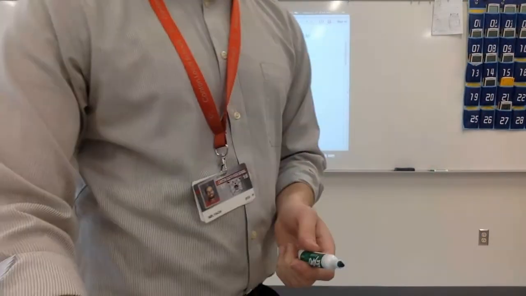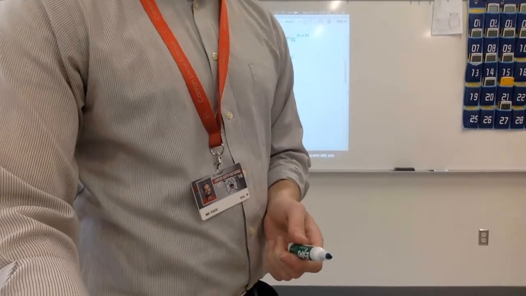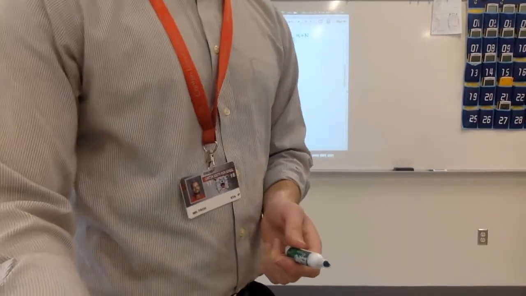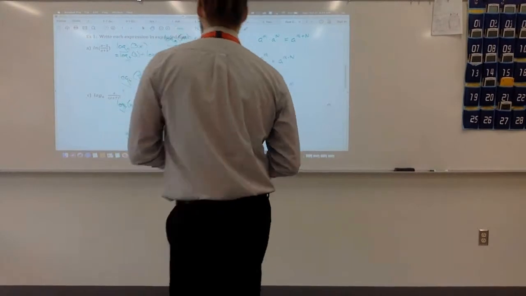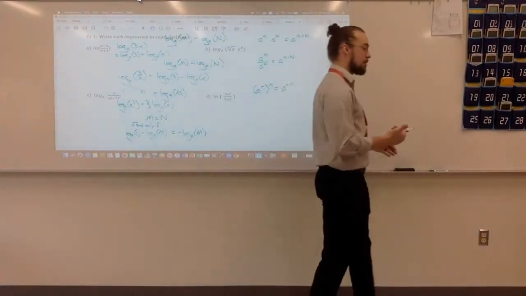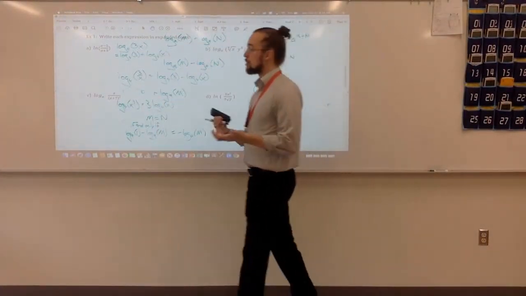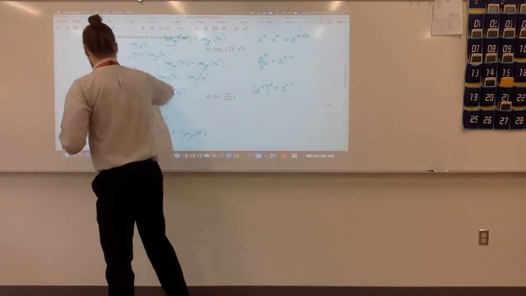So let's jump into some examples and use these rules here. First, we want to expand these logs as far as possible using these rules.